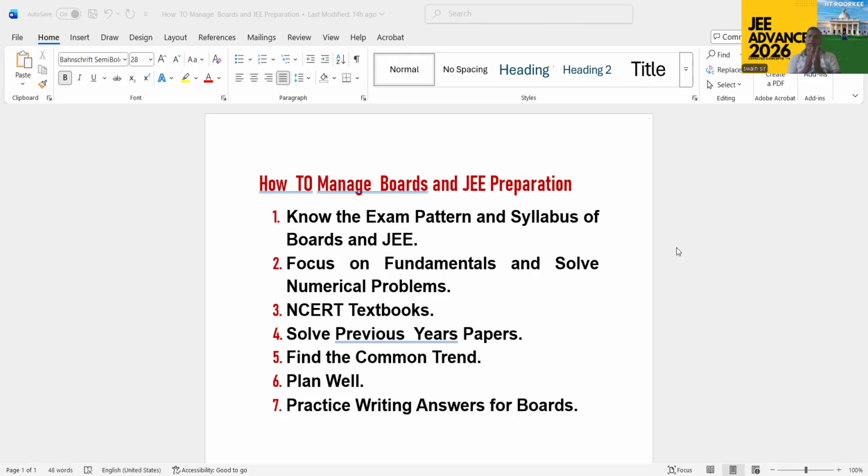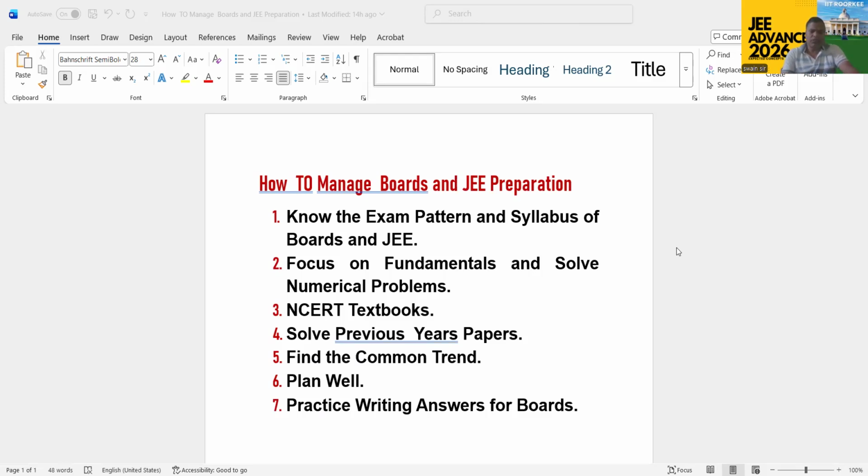NCERT books means the NCERT textbook and the exemplar. In class 9, 10, 11 and 12, the exemplar is the most important book for the board exams as well as for JEE preparation.